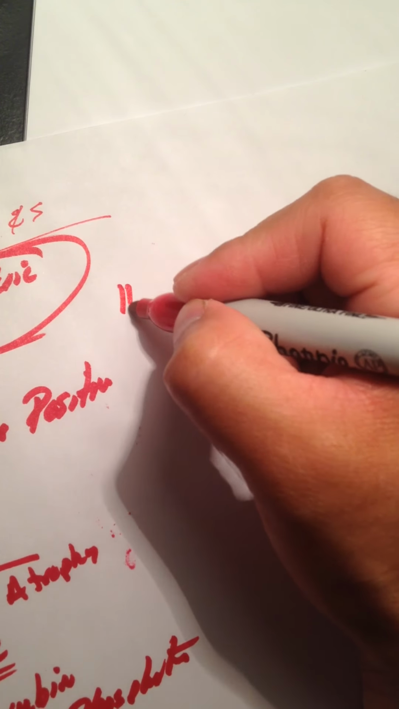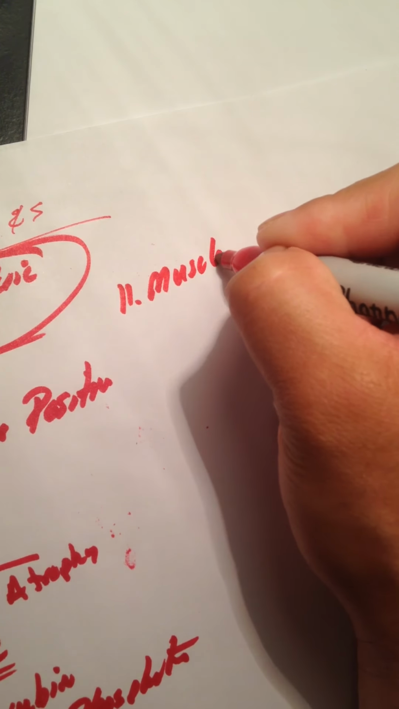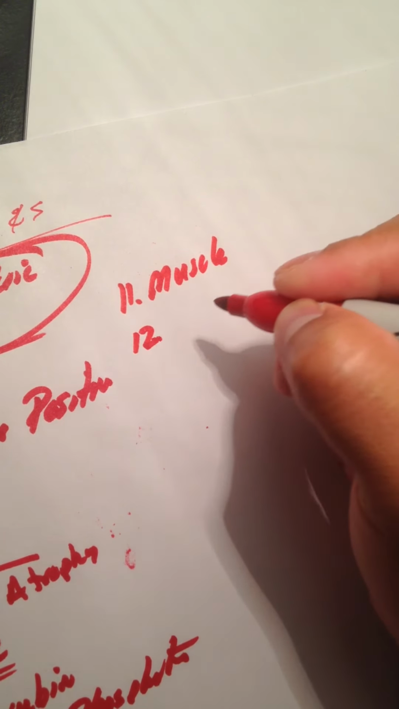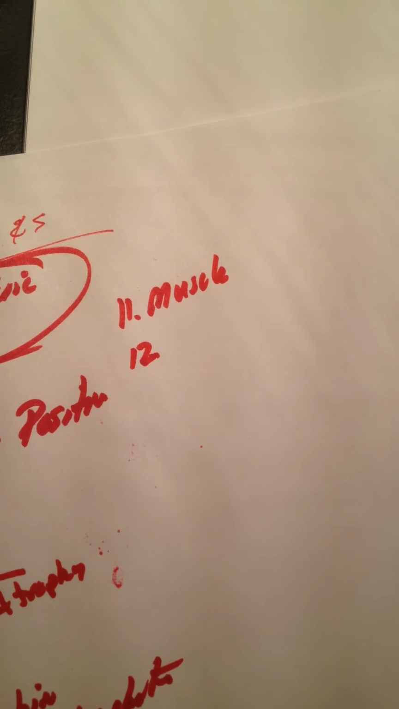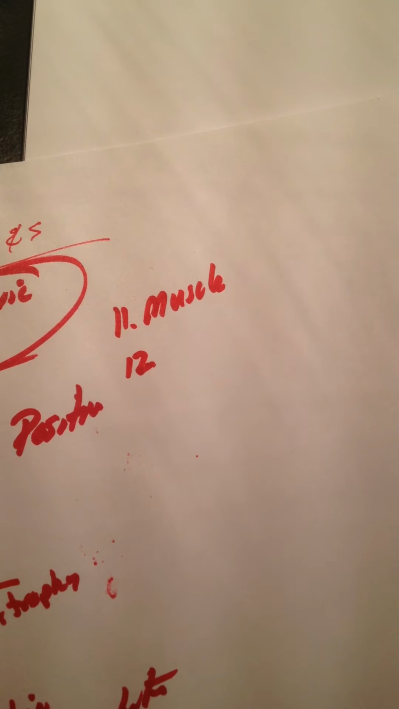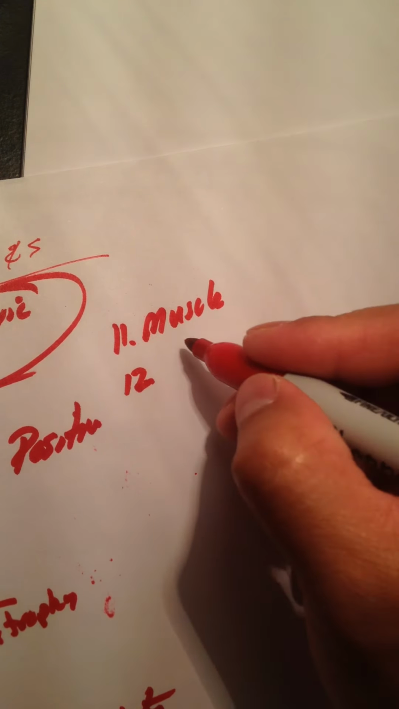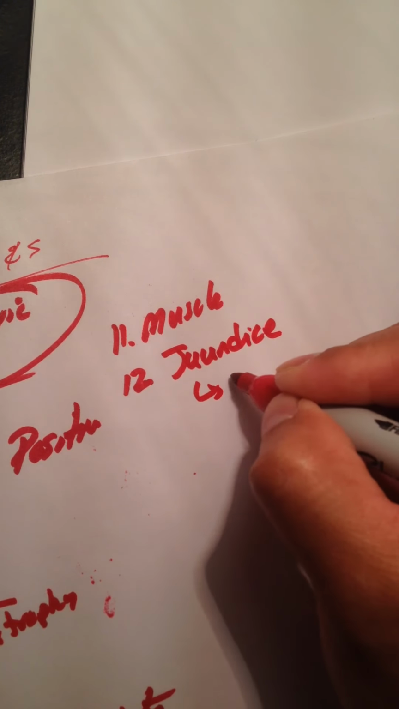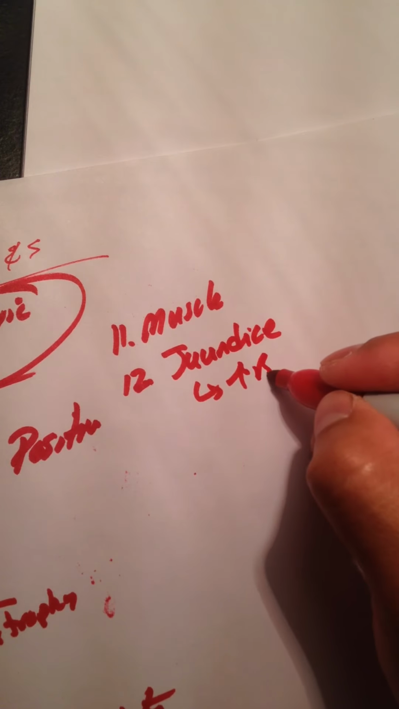We talked about this a little bit ago. Muscle wasting. You're not eating anything. Therefore, you're going to lose muscle mass because your body needs protein, so it's going to pull protein from the muscles. Jaundice, due to increased bilirubin levels.